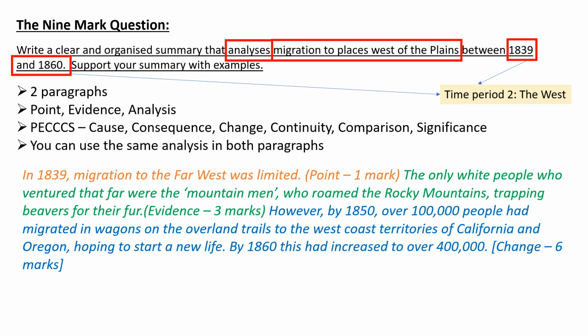To enable you then to move up to 9 marks, you would need another paragraph that was structured in exactly the same way. And remember, it could be that you looked at change again. It could be that you looked at one of the other points of analysis that are listed above.